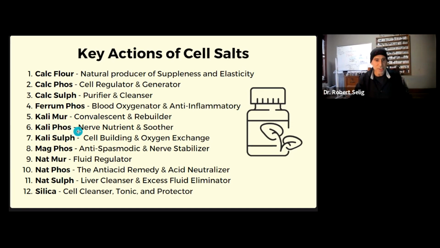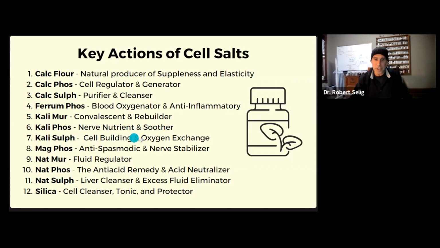Potassium phosphate. This is your homeopathic Valium. This is a nerve nutrient and soother. Most of your brain, all the gray matter in the brain is because of potassium phosphate, Kali Phos. This is great as a nerve tonic. It's a nerve nutrient and soother.